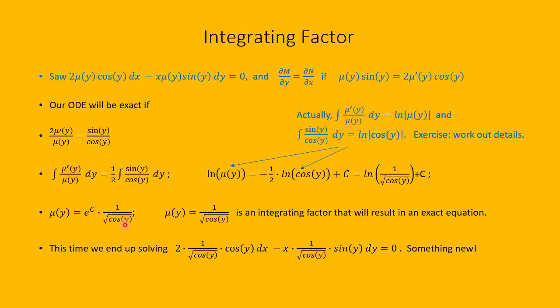And we may as well pick this constant to be 1. Any multiple of an integrating factor, any constant multiple, is still an integrating factor. So we can use mu of y is 1 over the square root of cosine y. And then if we look at the differential equation that we started with, multiplying both sides by that integrating factor, we get this equation down here.